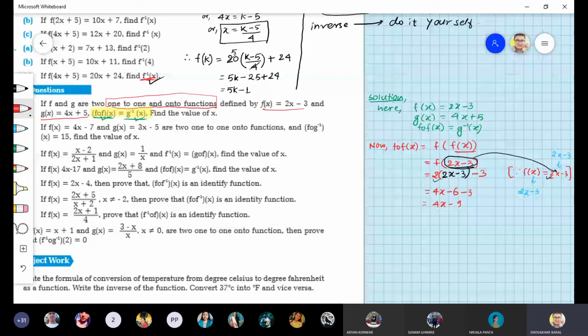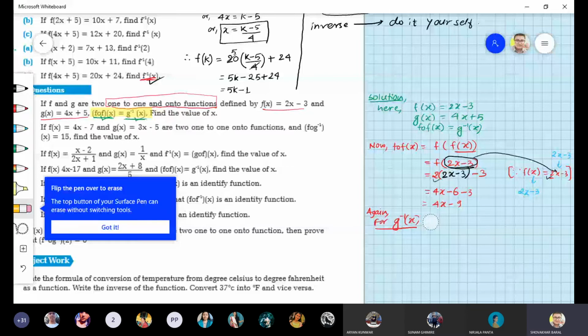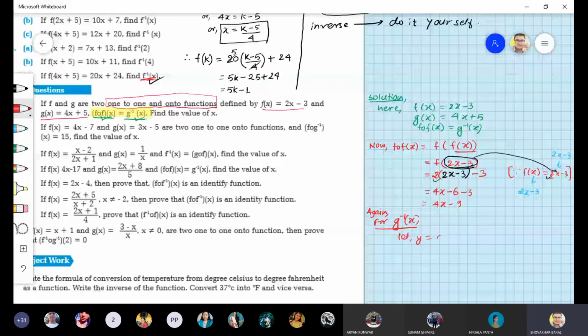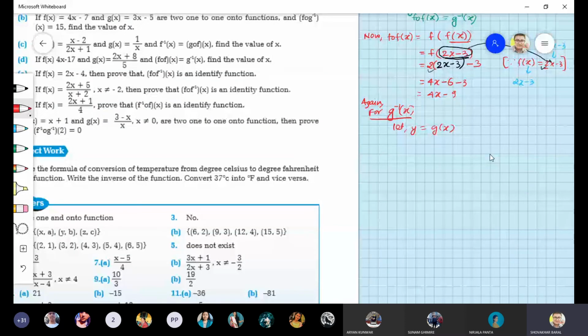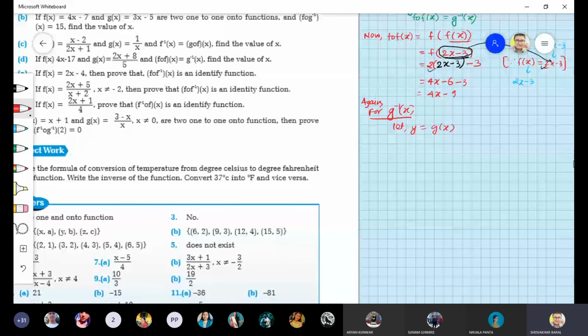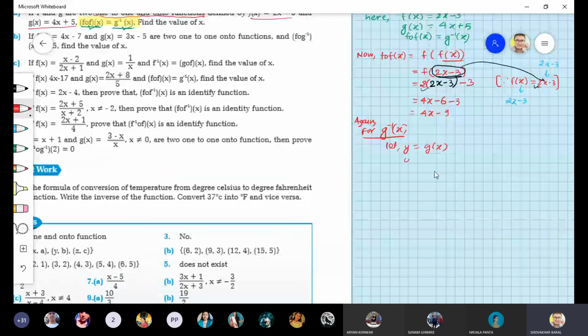Now again we need to find g inverse x. To find g inverse x, how will you find it? Let y equal g(x). What is g(x)? Yes, it is given there that g(x) is 4x plus 5. So y is equal to 4x plus 5.